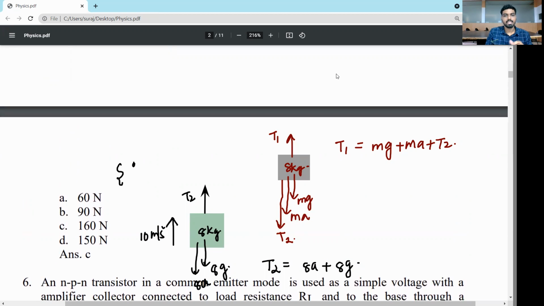Okay. 8a plus 8g, right? So a is given 10, and g is also 10. So 80 plus 80, 160 Newton. Okay. Next, coming to question number 6.